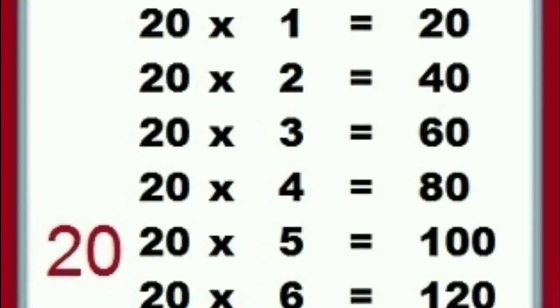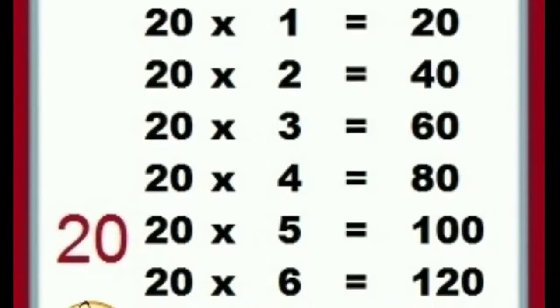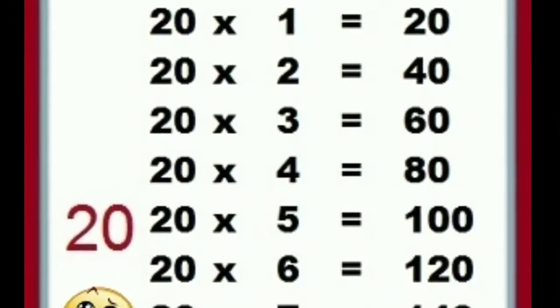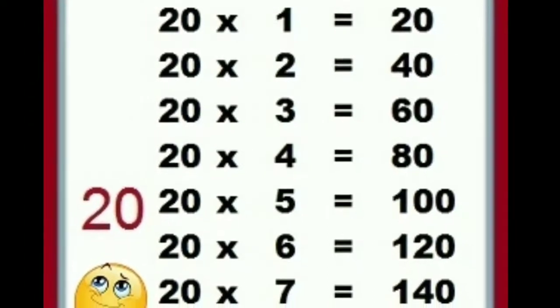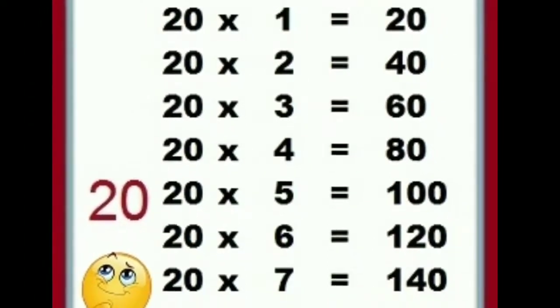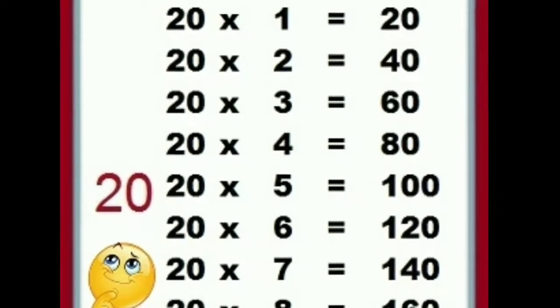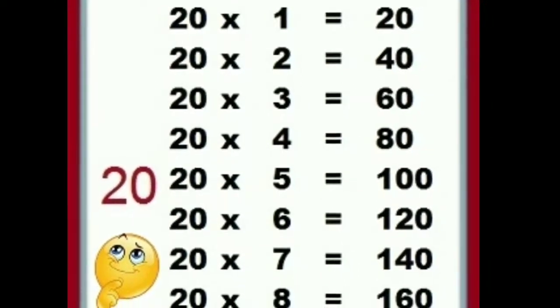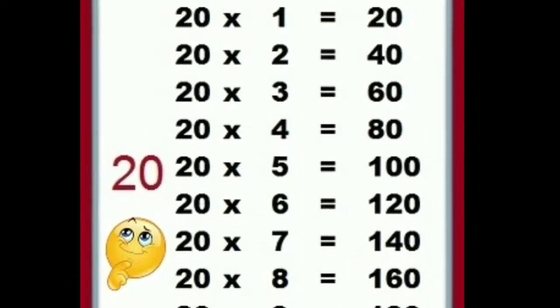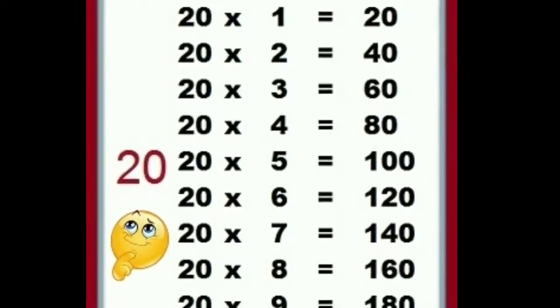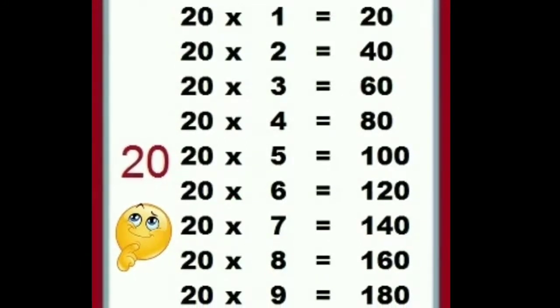And the last table is of 20, that is 20 ones are 20, 20 twos are 40, 20 threes are 60, 20 fours are 80, 20 fives are 100, 20 sixes are 120, 20 sevens are 140, 20 eights are 160, 20 nines are 180 and 20 tens are 200. Thus concludes our tables from 2 to 20.